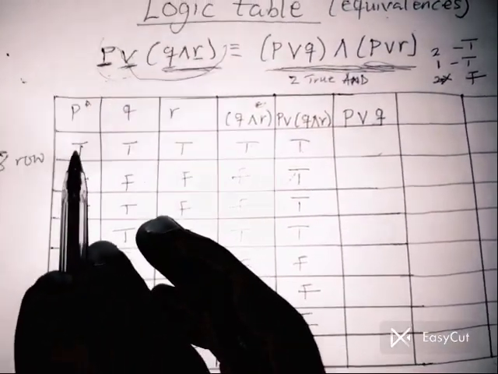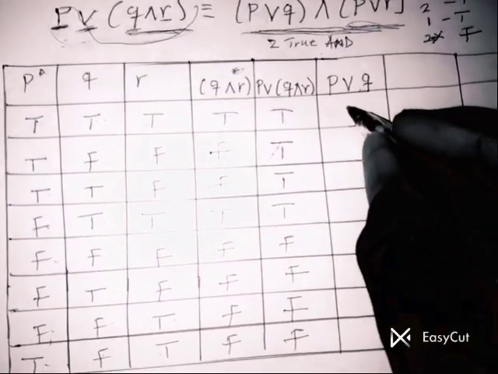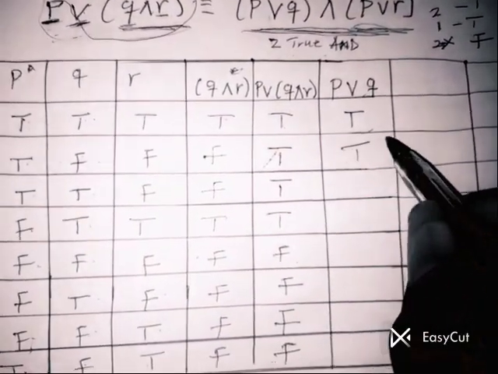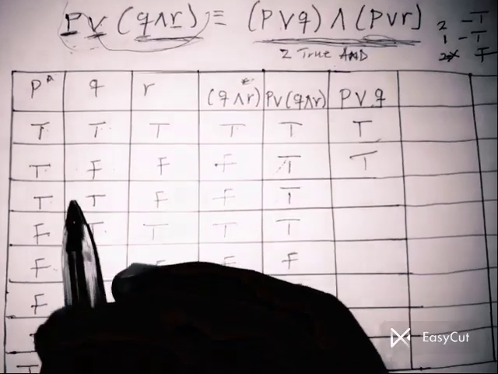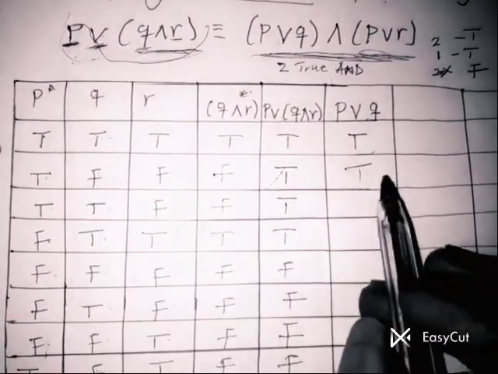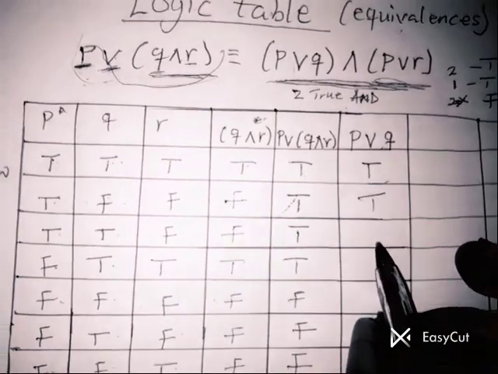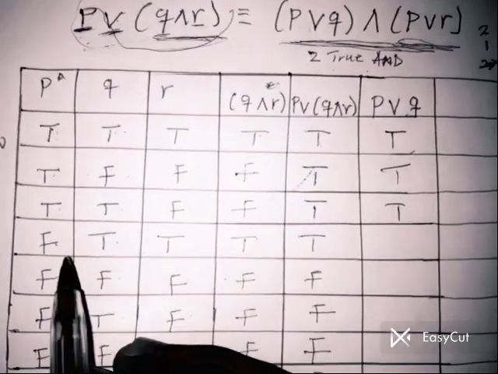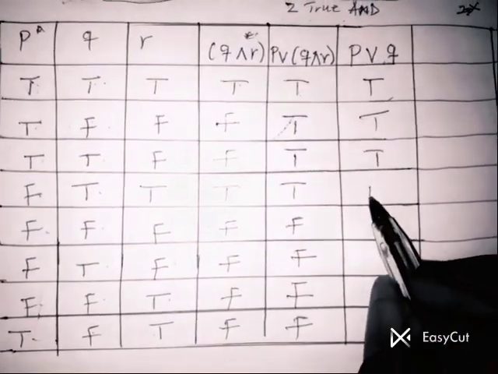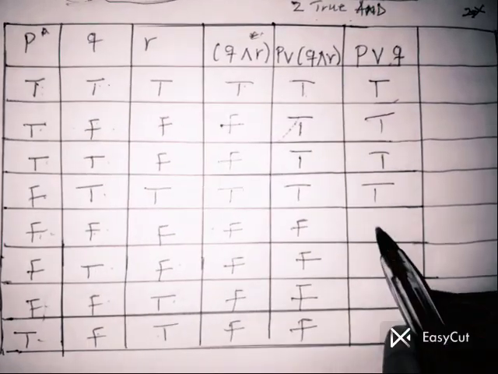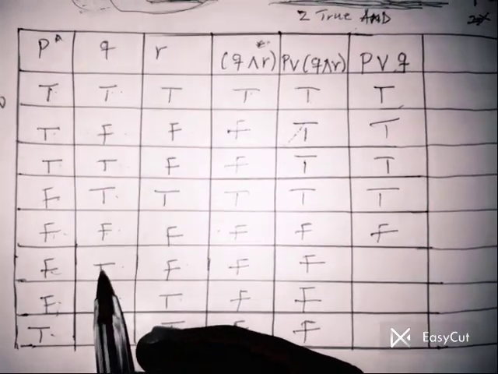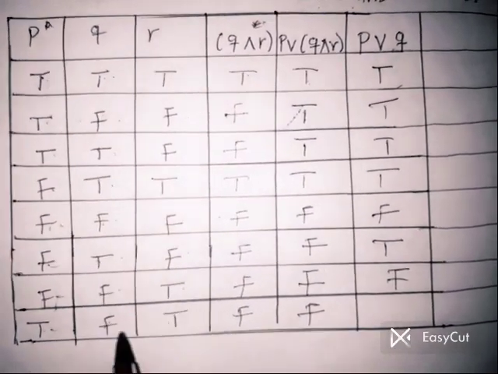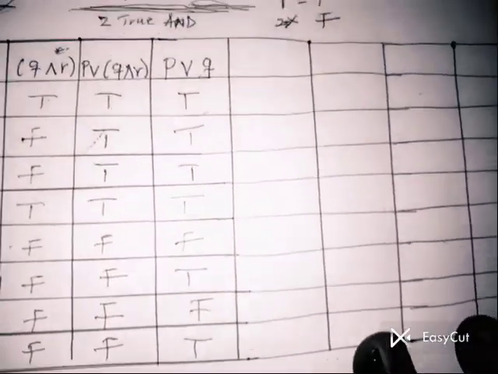So if P is true, Q is true, that will give us true. P is true, Q is false, true. So I told you with OR, it only needs one to be true for it to be true. But if both of them are false, then it makes it false. So true, true, here too will be true. And here is false, true, true. False, false, false. False, true, true. False, false, false. True, false will be true. So this is what we will get.